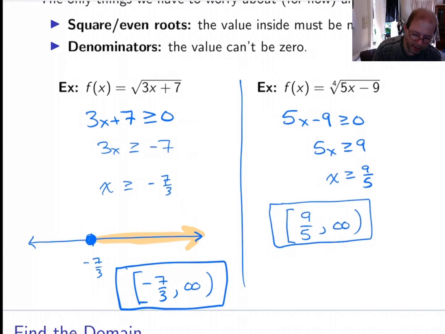Now you might say, even roots, what about odd roots? Odd roots are fine. You can take the cube root of a negative number or the fifth root of a negative number. It doesn't matter. It's only the even roots you have to watch out for.